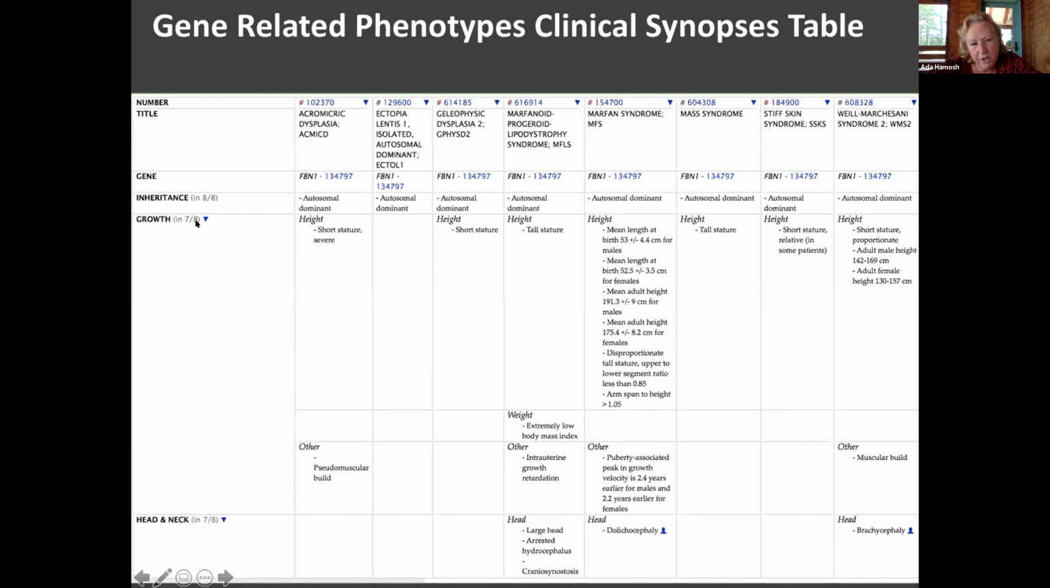The other thing that's over here that you can see is you can toggle some of these. Let's say you want to compare something and you really want to look at heart, and growth takes up too much space, or you just don't care. You can toggle this closed right here. And the other thing you can do is you can see how many of these clinical synopses have an inheritance or have some comment in growth or some comment in head and neck and so on.